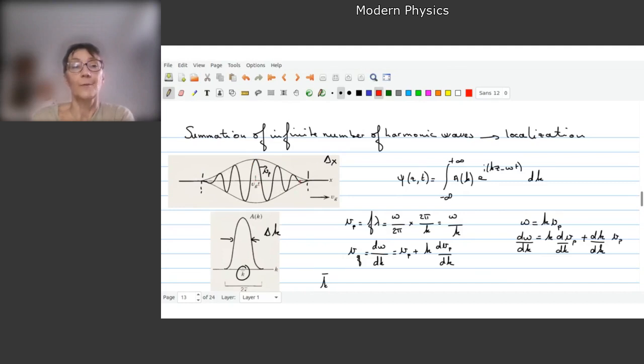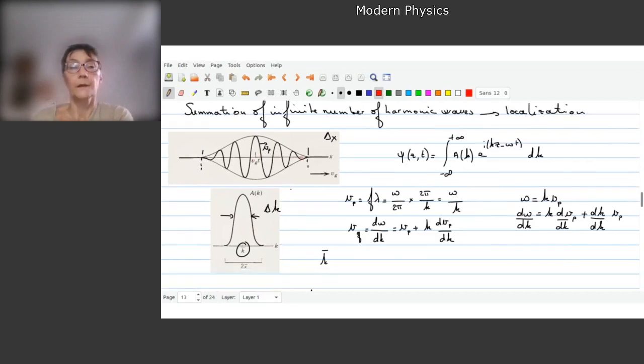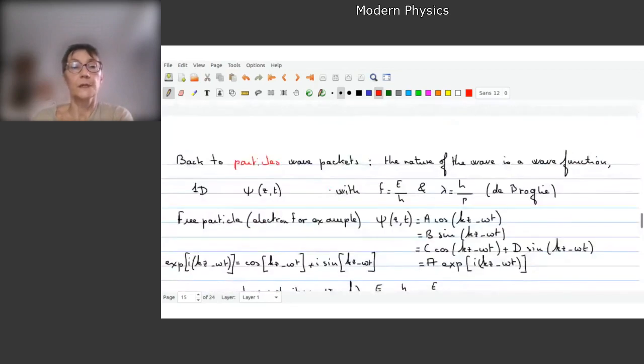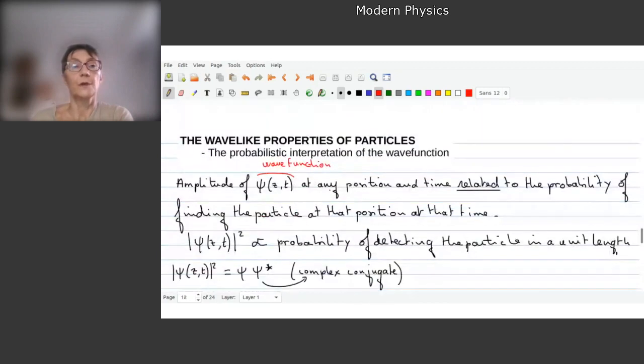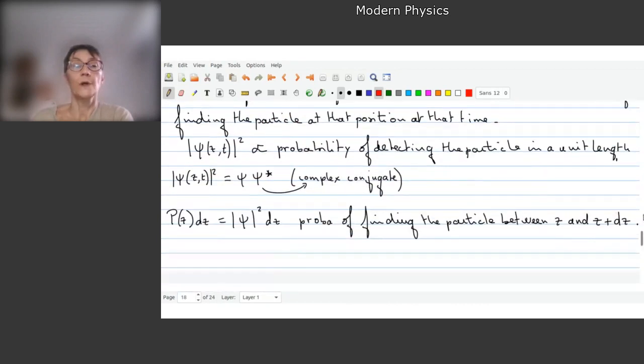So it can be here, but probabilistically it is more probable that the particle spends more time here than here, okay? And this is the probabilistic interpretation of the wave function, okay? So what is it? It is the square modulus of the wave function, which is proportional to the probability of detecting the particle in a unit length, okay.